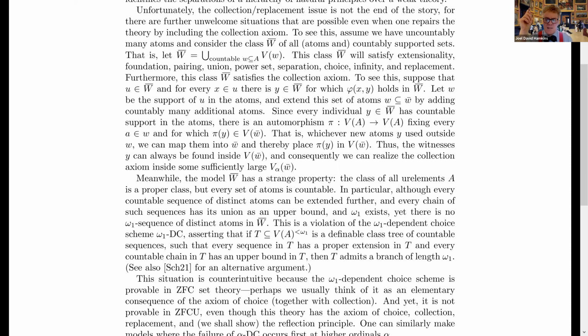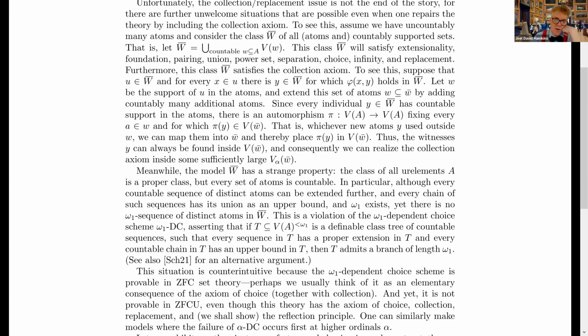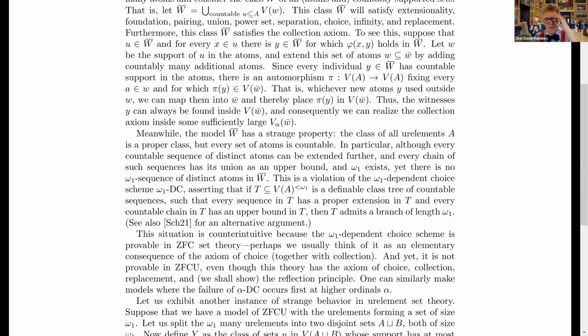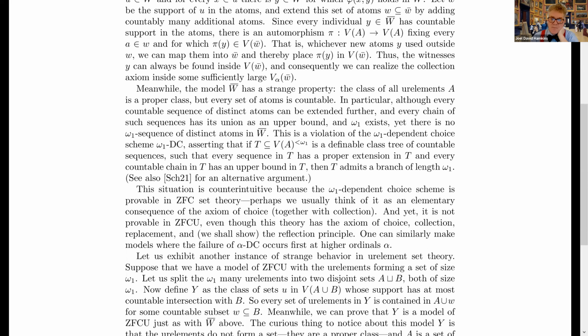It's different from omega-1 DC on sets because this is a proper class, and because we have choice, we do have the set version of DC. What we're lacking is this class version of dependent choice. Okay, so it's another way in which the urelement set theory is a little bit strange, in that things that you think should follow don't. So you have to be careful.